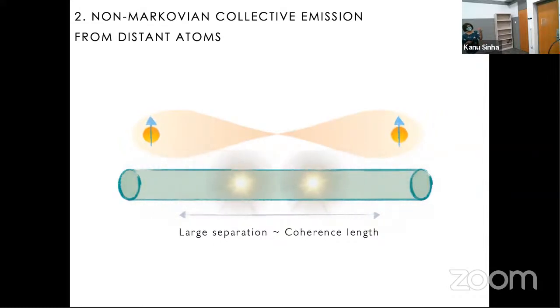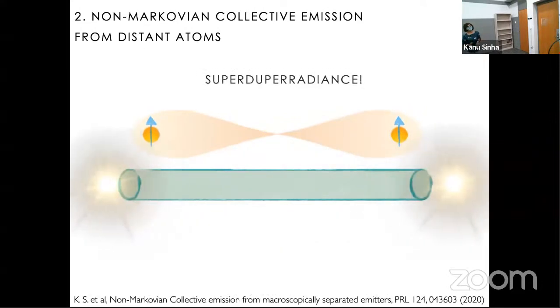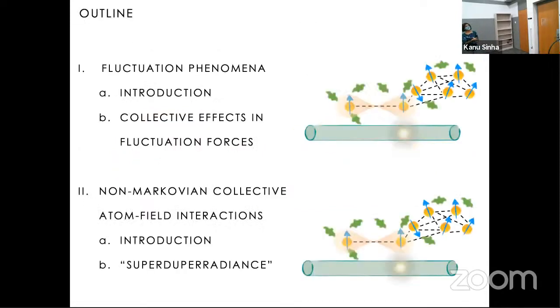So what we find is that as the photons from one atom reach the other in such a scenario, there's an interesting counterintuitive enhancement beyond the regular superradiance effect, which we refer to as super duper radiance. Okay. All right, so that's the second idea I'll tell you guys about today.